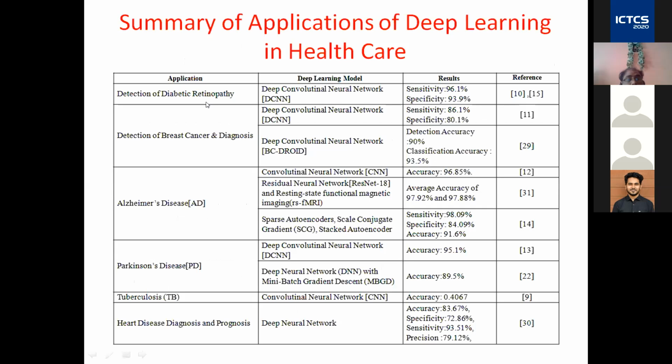It is used in diabetic retinopathy, and here the sensitivity they got in papers 10 and 15 is 96 and 93.9. For detection and diagnosis of breast cancer, they used deep convolutional neural networks, and it has shown accuracy of 90%.